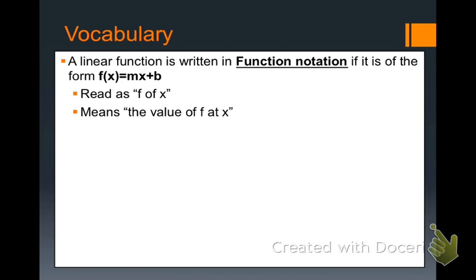So don't let this confuse you, because f of x means the same thing as y. It's just notation. F and x are not different variables. It's just a way to use function notation and talk about f of x. So do not try to multiply f and x, because f of x is just the same thing as y. It's just a different way to look at it.